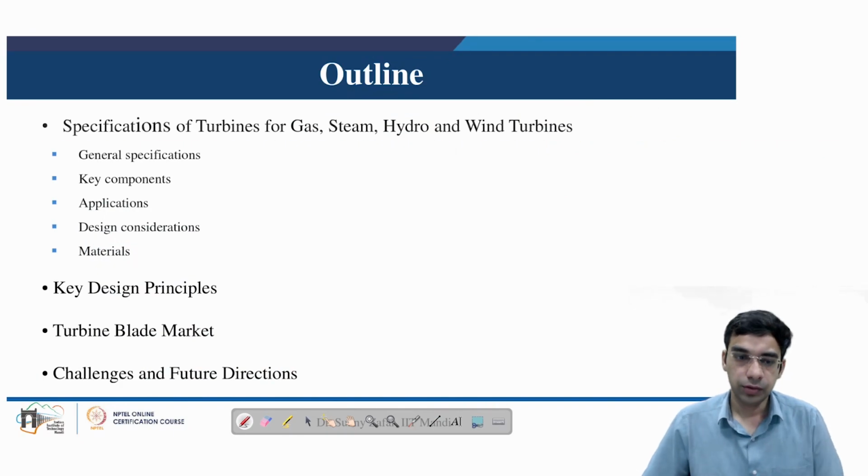So the outline of today's lesson will be specification of turbines, that is gas turbines, steam, hydro and wind turbines. In these specifications, we will be specifically looking at general specification, key components, applications, design consideration and materials which are used to make such turbines. Next, we will look at key design principles. What is the turbine blade market? How is this turbine blade market going to grow in coming years? And what are the challenges and future directions in this aspect?